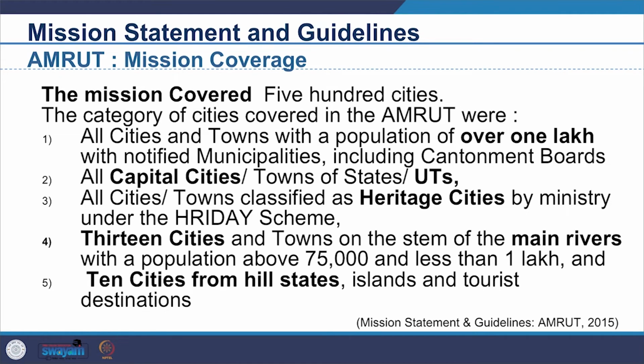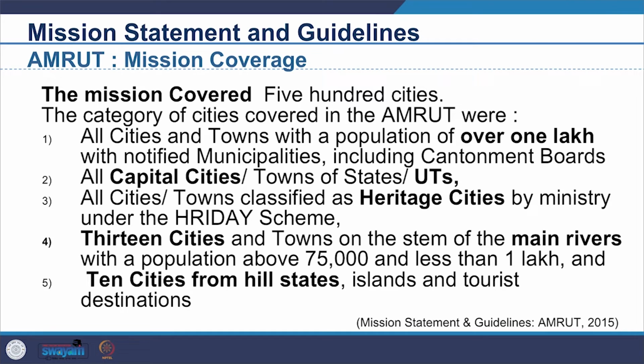Now, looking at the mission coverage, we see that the mission covered 500 cities. The categories of the cities covered in AMRUT were: first, all cities and towns with a population of over 1 lakh with notified municipalities, including cantonment boards. Then all capital cities and towns of states, if they are not included in the 1 lakh cutoff.